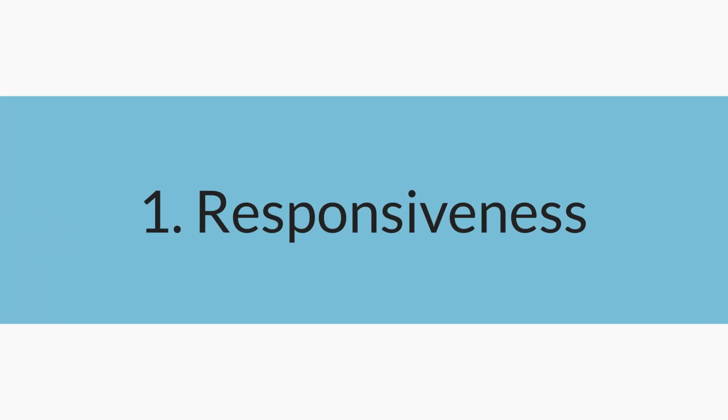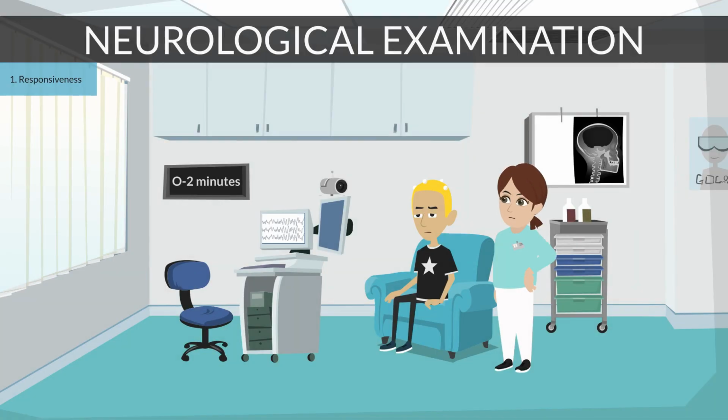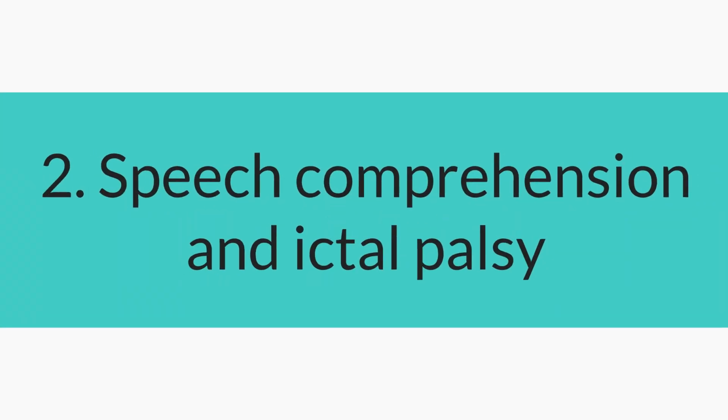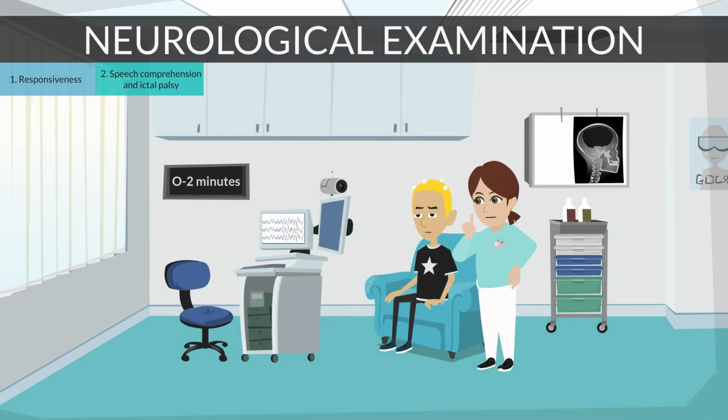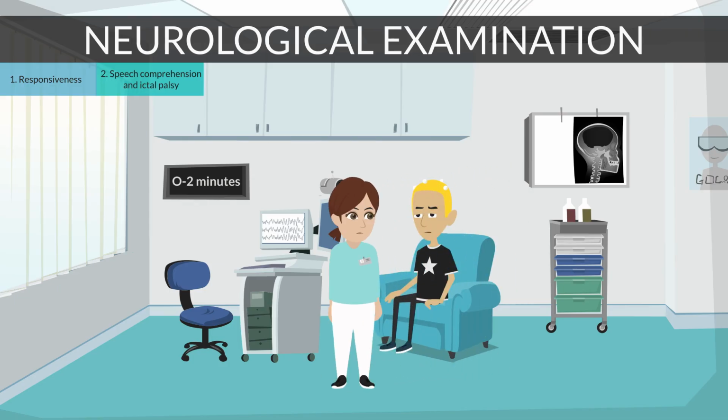Responsiveness. The nurse calls the patient by name. John. John. When he does not respond, the nurse touches his arm. If the patient were to respond, we would have to ask him what he is noticing. Speech comprehension and ictal palsy. Raise your arms. When the patient does not react, the nurse raises his arms for him to imitate. Can you raise your arms like me?